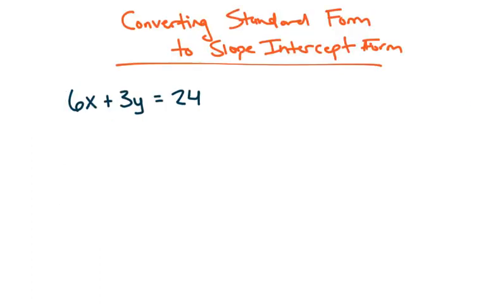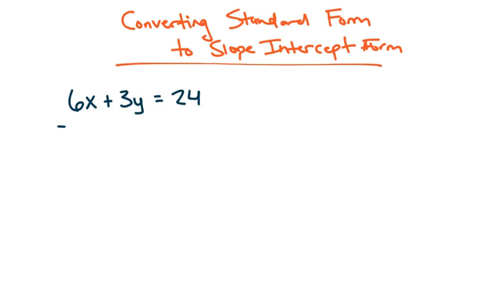The primary purpose of this video is I want to show you how you convert from one form to another depending on what you're trying to do. If you're trying to graph it and it's in standard form, it would probably be easier if it was in slope-intercept form. So for example, I have 6x plus 3y equals 24, and I want to convert that to slope-intercept form. Slope-intercept form hinges on being solved for y, so I'm going to try and isolate the y variable.